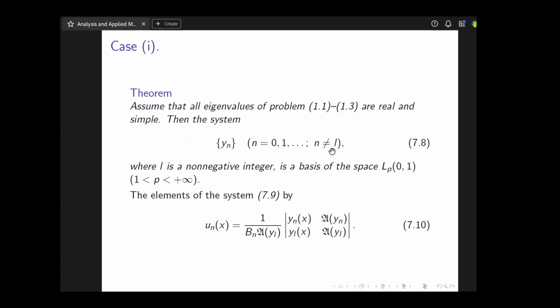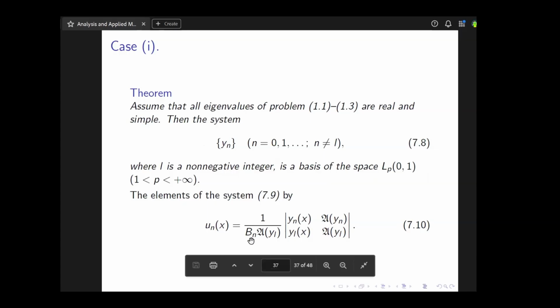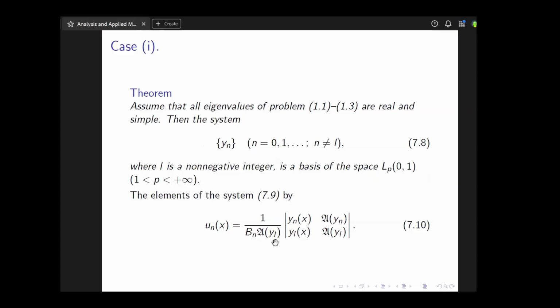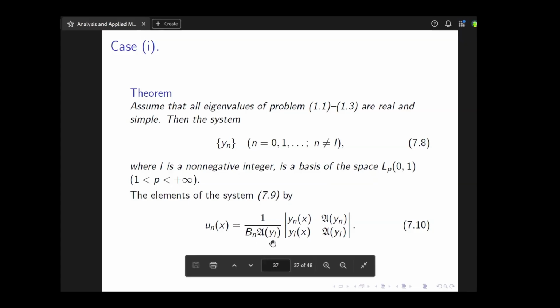So here is the system of functions y_n when one of the functions is removed, corresponding to an arbitrary non-negative integer n. This is a basis. How do we prove it? First, we introduce the biorthogonal system using this notation. 1 over b_n, b_n is non-zero. That's why we prove it in a lemma. And then this symbol in the denominator, which can also be proved, is non-zero.